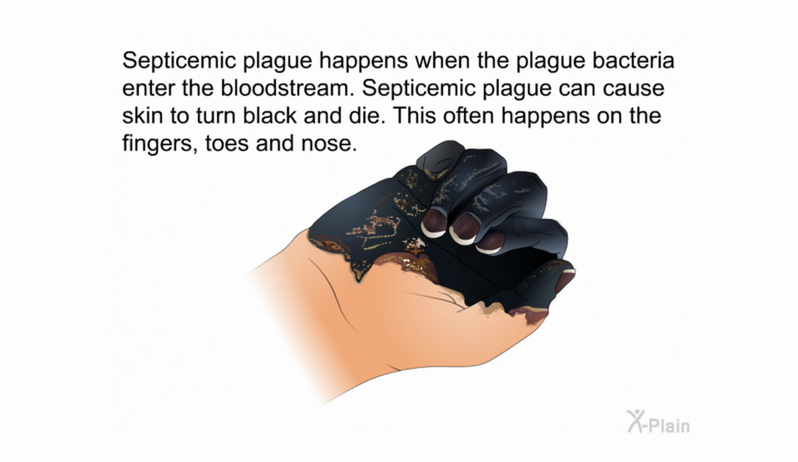Septicemic plague happens when the plague bacteria enter the bloodstream. Septicemic plague can cause skin to turn black and die. This often happens on the fingers, toes, and nose.